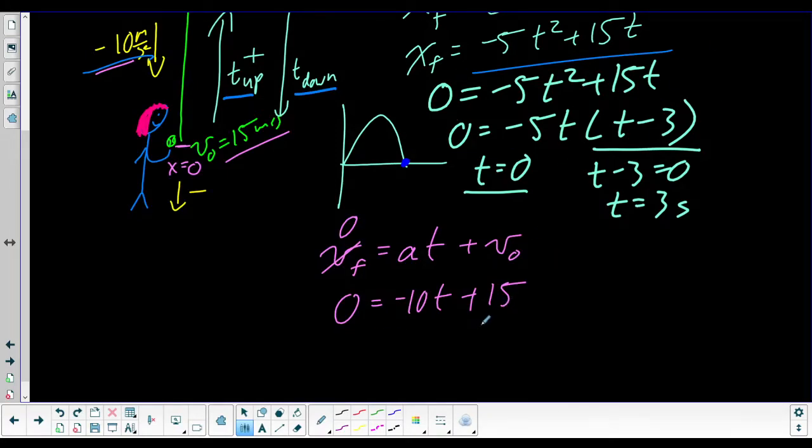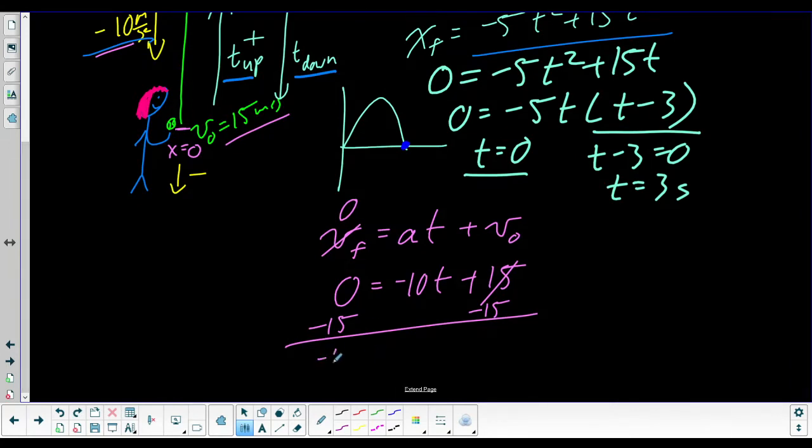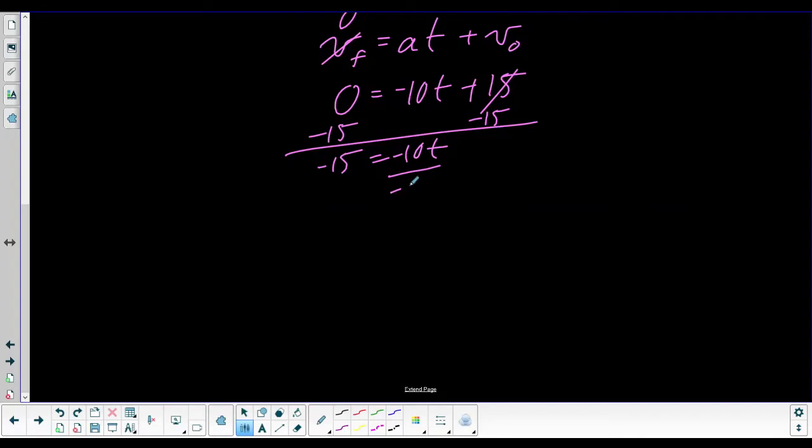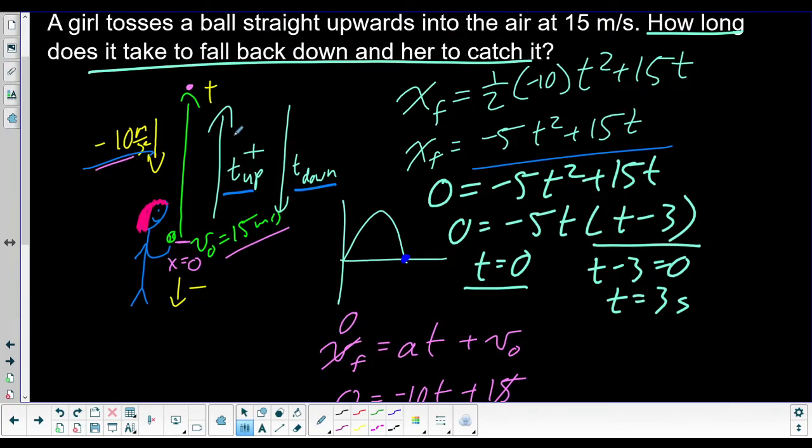So let's solve it. Subtract 15 on both sides. So we have -15 equals -10t. Divide by -10. And we have positive 1.5 equals t. Awesome. So it takes 1.5 seconds to get to the top. So we've just figured out our time up, 1.5 seconds.